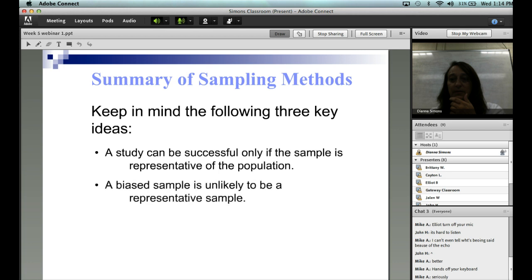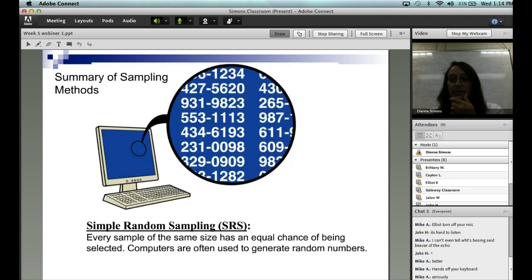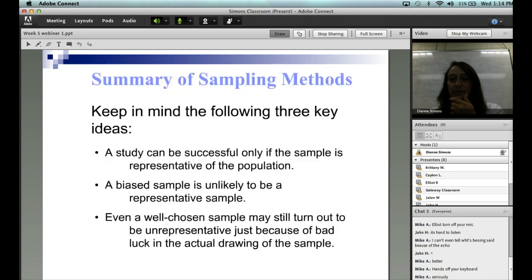A biased sample is unlikely to be a representative sample. Wouldn't a biased sample be like, if you're an illegal immigrant, you can't take the census because you don't count as a human being in our country?